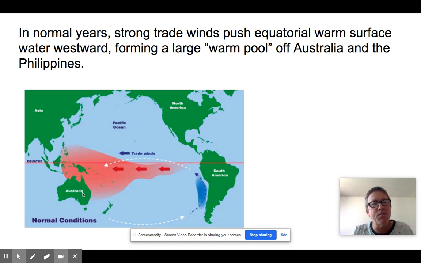But when it gets to the Western Pacific, there's a barrier. You've got Australia, you've got the Indonesian archipelago, the Philippine archipelago, the Asian mainland, and so this water can't keep going westward anymore. So it piles up here, forming what's called the West Pacific Warm Pool, which you guys were looking at in your data. So let's take a look at it here.